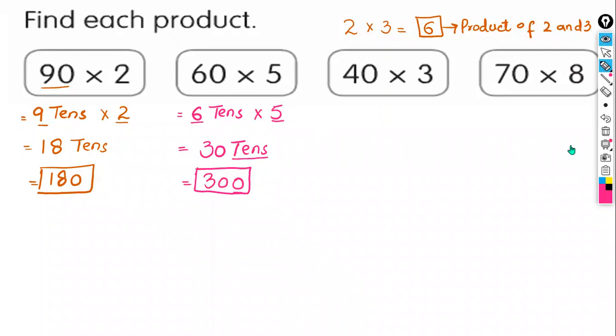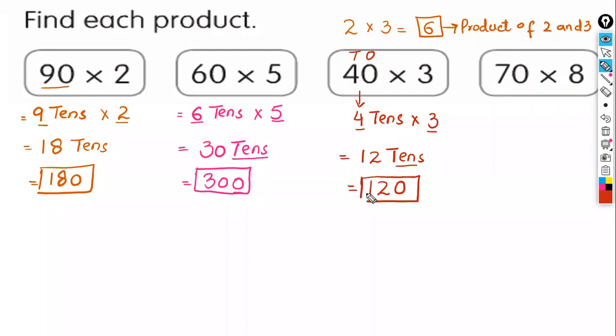Now the next one. Okay, so it is 40. This is ones, this is tens. So we can write this 40 as 4 tens multiplied by 3. So 3 and 4, when we multiply them together, we will get 12. So it will become 12 tens. So in the place of this tens, I can write 0. So it will become 120. So 40 times 3 is equal to 120. Just like this, you can do the last question by yourself.